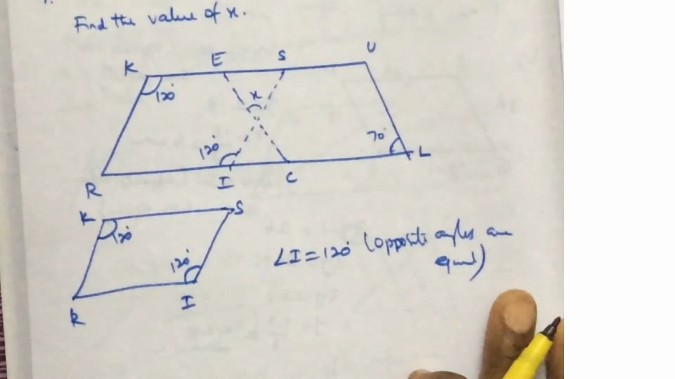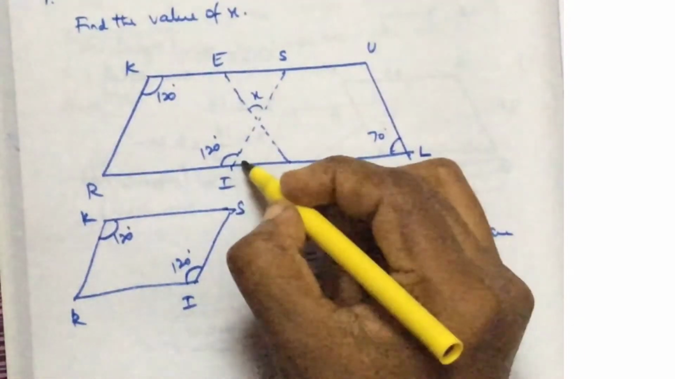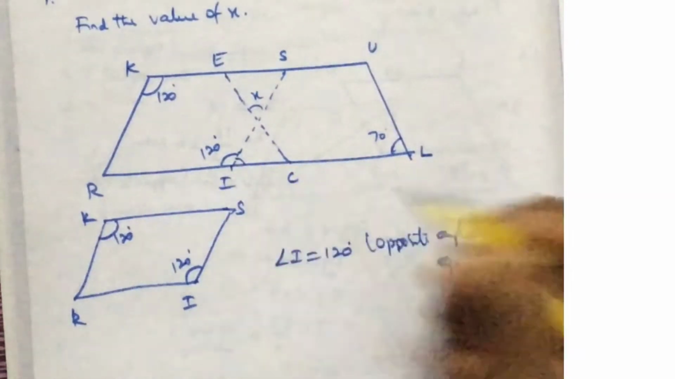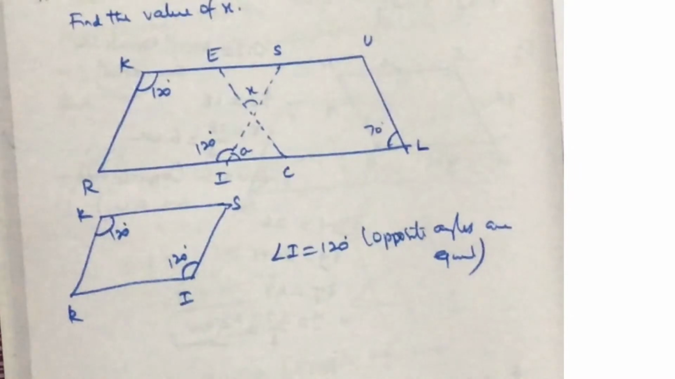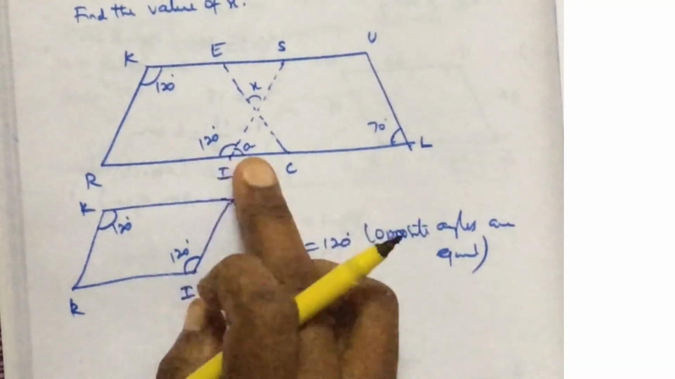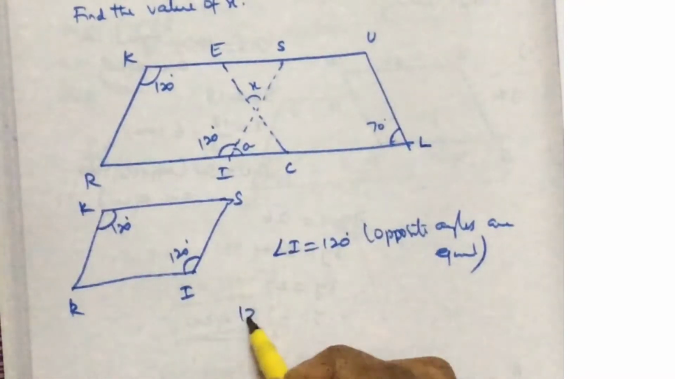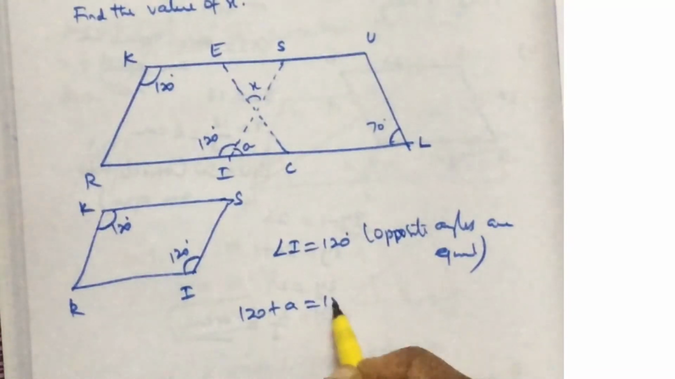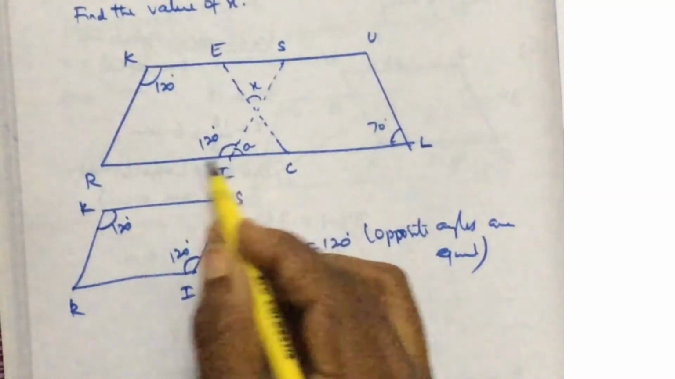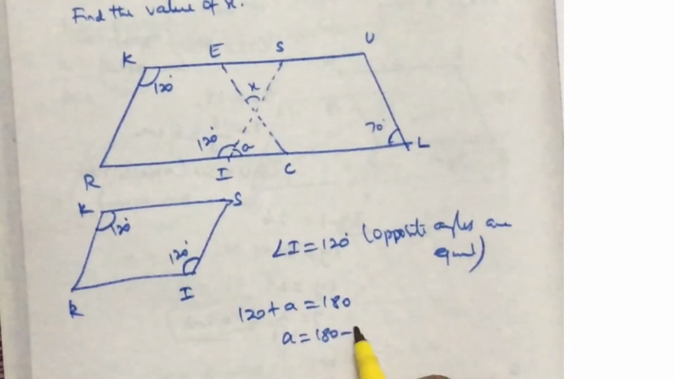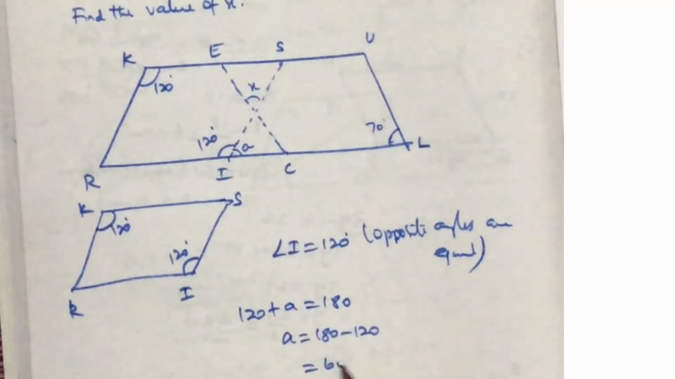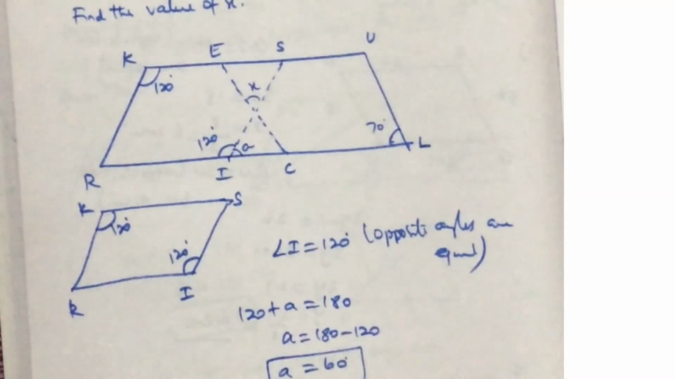Another thing I am going to do is, let me name this as some angle A. So, these two together give 120 plus A. 120 plus A together will give 180. This is a straight line. So, A equal to 180 minus 120, that is 60. So, this angle is 60.